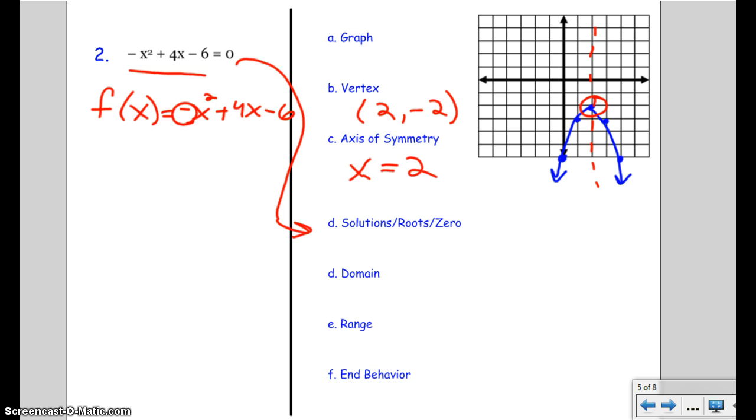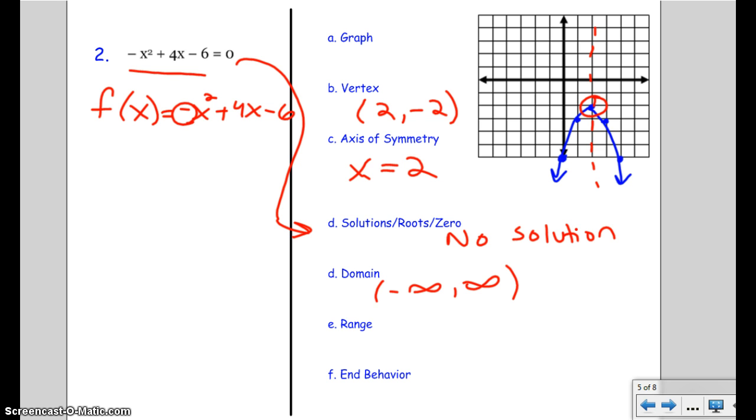And take a look at the blue graph that we drew. Does it actually cross the x-axis anywhere? It actually doesn't. So since it doesn't, there's actually no solution for this graph because there's no point that would satisfy the function actually equaling 0. My domain, again, is -infinity to +infinity.